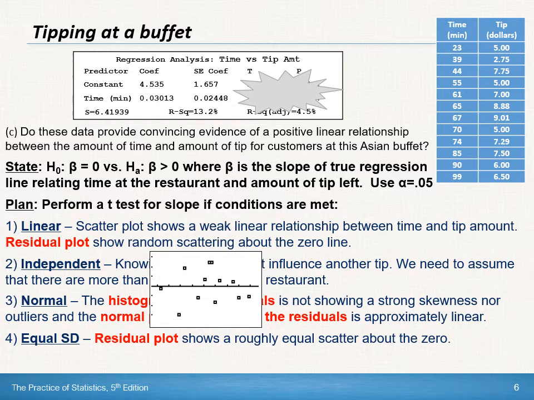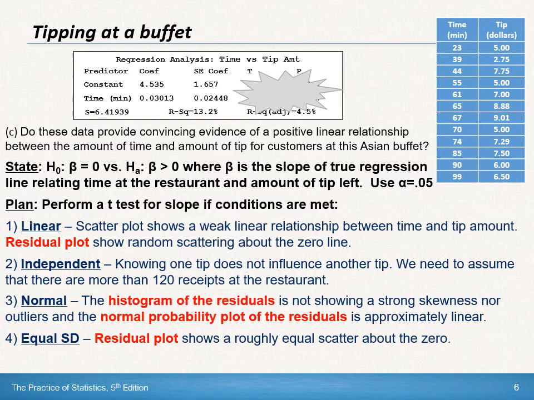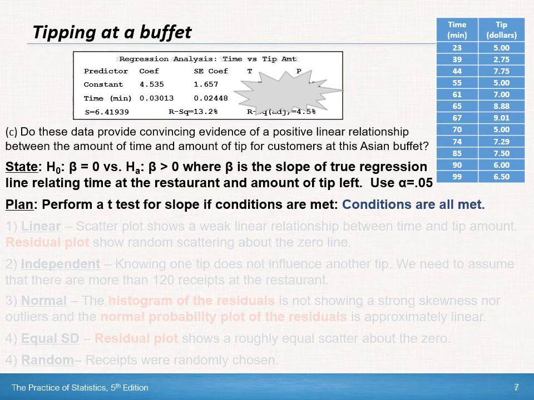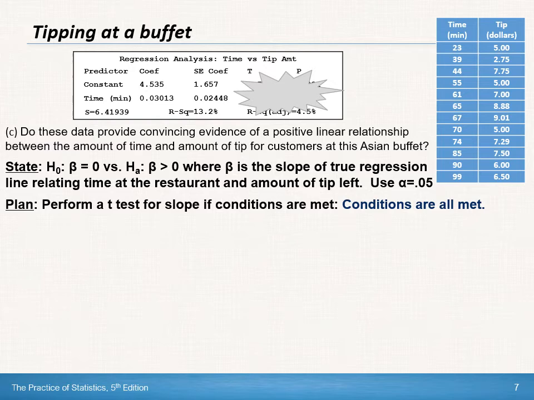And then the last thing we want to talk about is random. And yeah, all these receipts were random. Charlotte picked all of these receipts randomly. All right, so all the conditions are met. So now let's do the do.